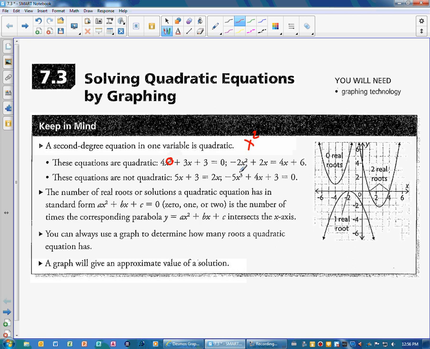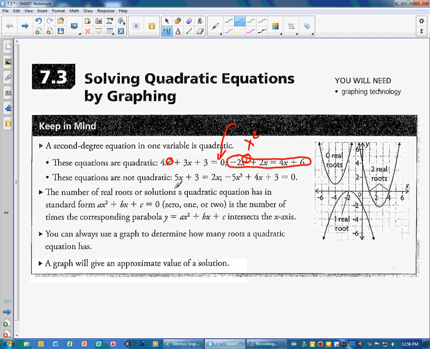The other example, and it can be negative: negative 2x squared plus 2x equals 4x plus 6. This entire thing is an equation, okay? Lots of times just because it equals 0, 0 is just a number, just like how 4x plus 6 is a number. So it doesn't matter what's on either side, as long as the highest exponent on either side is not more than 2.